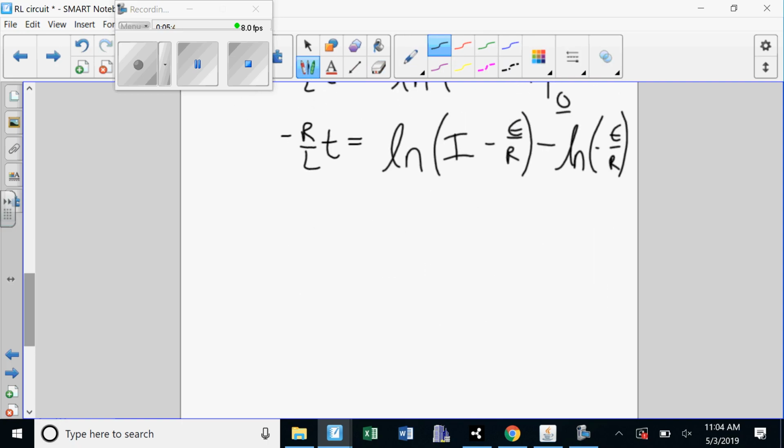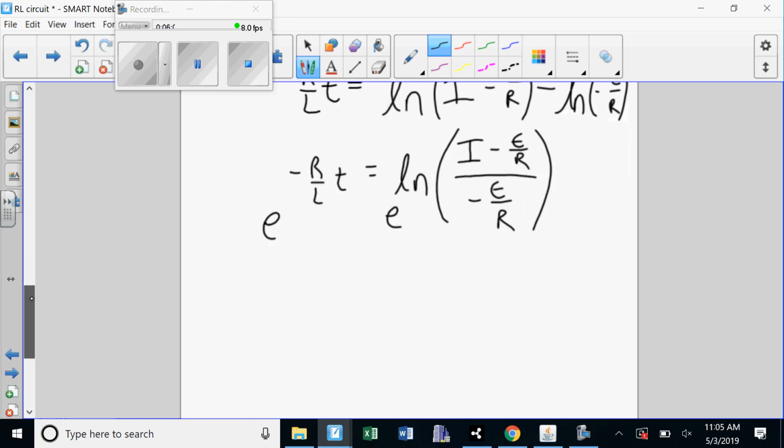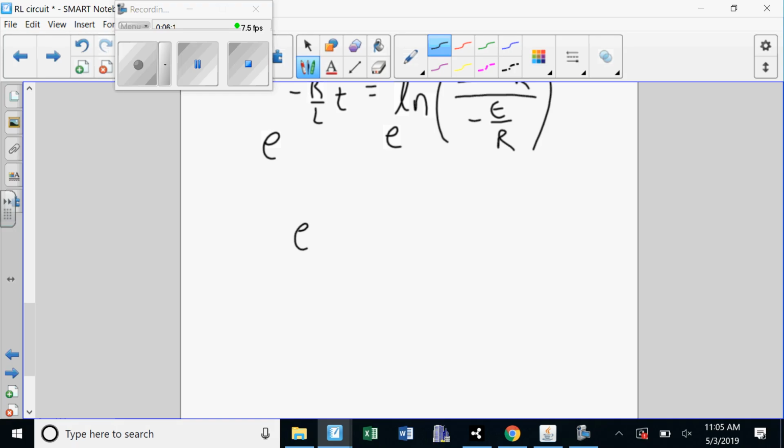Remember, when you subtract natural logs, it's the same thing as the natural log of the quotient. So I have minus R over L times t is equal to the natural log of the quotient, I minus epsilon over R all over negative epsilon over R. Right? I need to get my function I out of the natural log. So I'm going to exponentiate both sides. I take e to the power of. So on the left side, it's e to the minus R over L t. And on the right side, I've gotten rid of my natural log. So that is I minus epsilon over R all over negative epsilon over R.